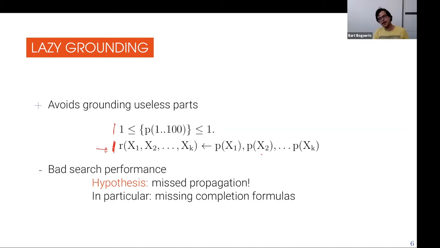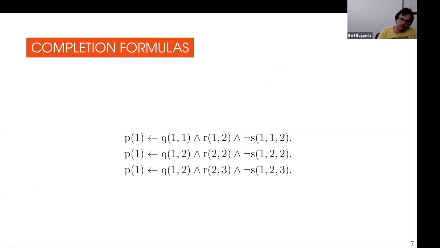For instance, if we would have a rule of this form, just saying P always has to be false, a lazy grounding system that really only grounds as little as possible will not propagate that P is false for every P it sees. It will wait until it is made true by the solver to then say, oh, now I will give you the rule that P has to be false. Each of these things we can think about how to avoid. But in this talk, we're not concerned with this issue. We're concerned with the issue of missing completion formulas. So what do I mean by that?